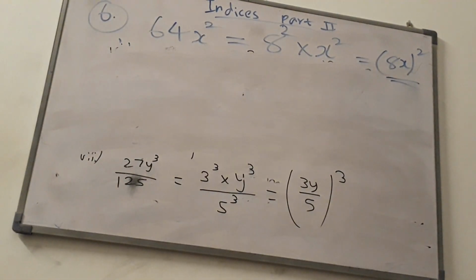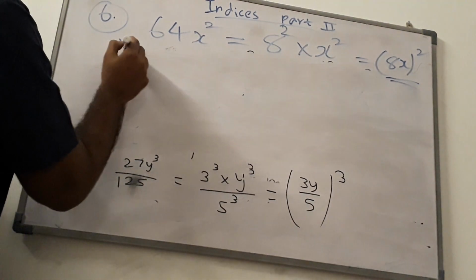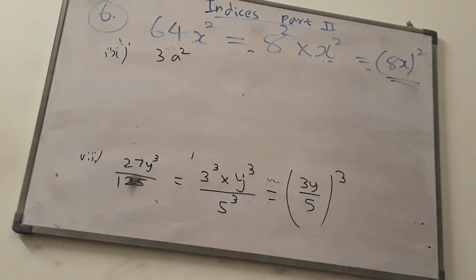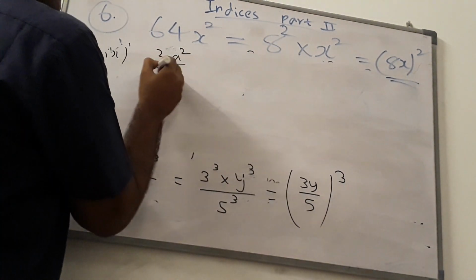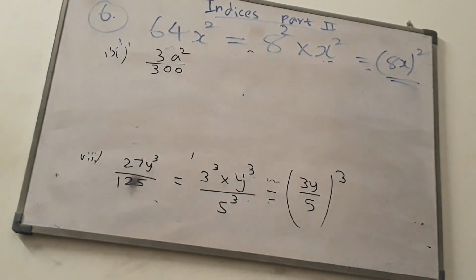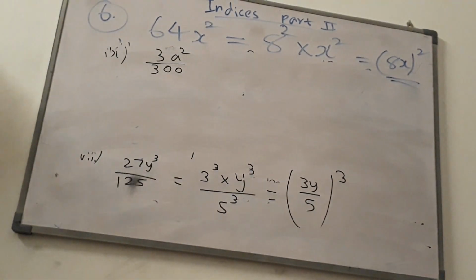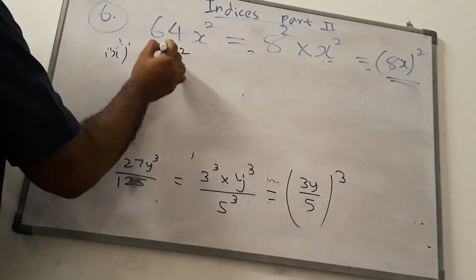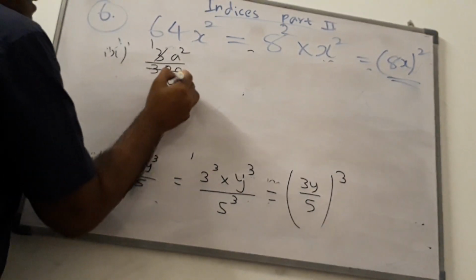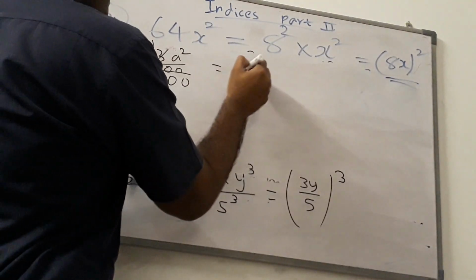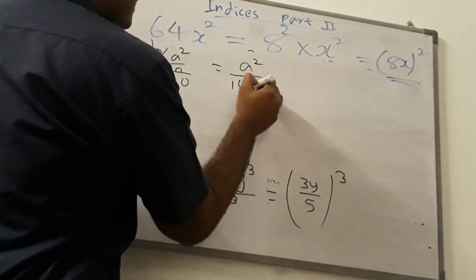Next part is 3a squared over 300. Here also we have to do some simplification. Why? There's a common factor to both 3 and 300. That is 3. So we can simplify 3 and 300 by 3. 1, 3 and 100 3s. Now I am going to simplify this. 1 times a squared means a squared over 100.